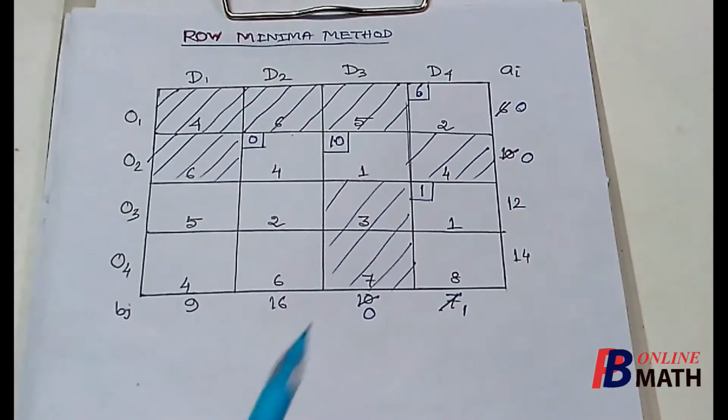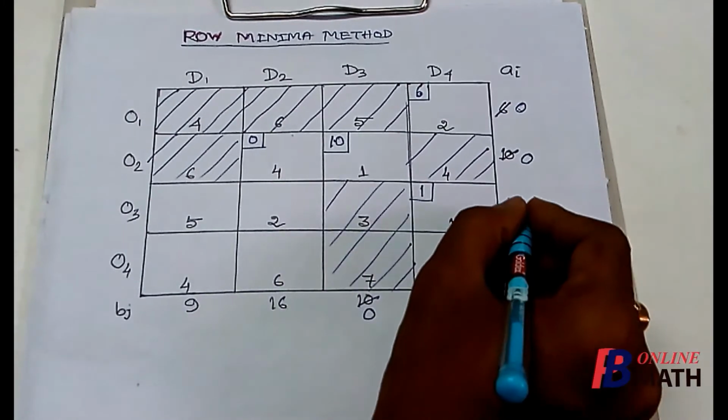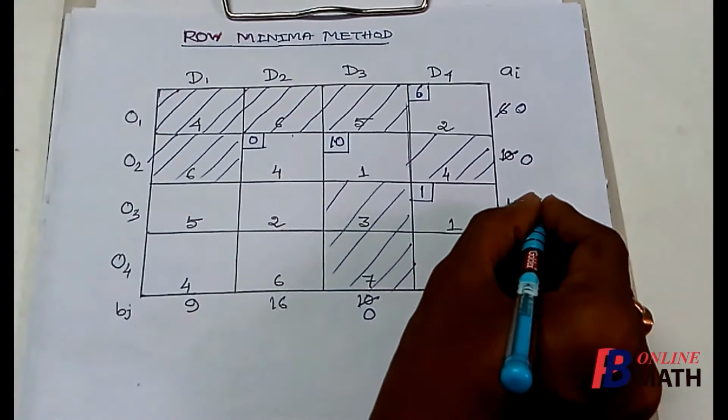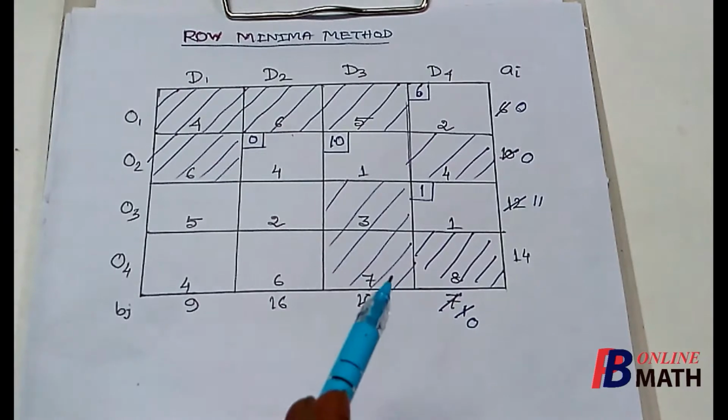Now if we allocate 1 here, then the demand of this destination is 0 now, and the capacity of this origin is 12 minus 1, that is 11 now. So the demand of the destination D4 is met now. So we can simply cross off all the remaining cells of this column. So here we have crossed off the remaining cell of this column.